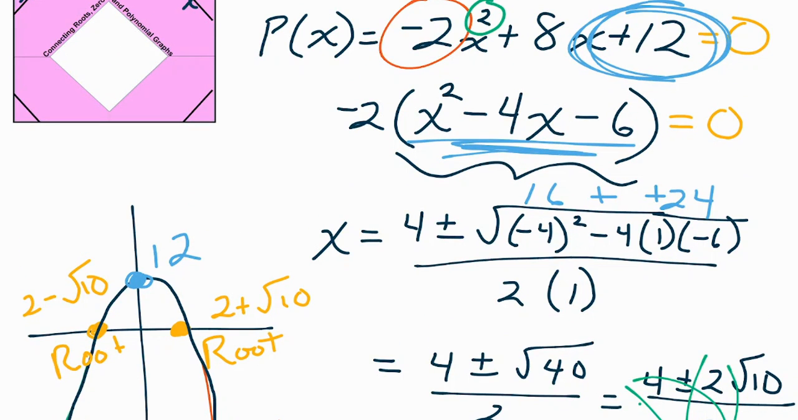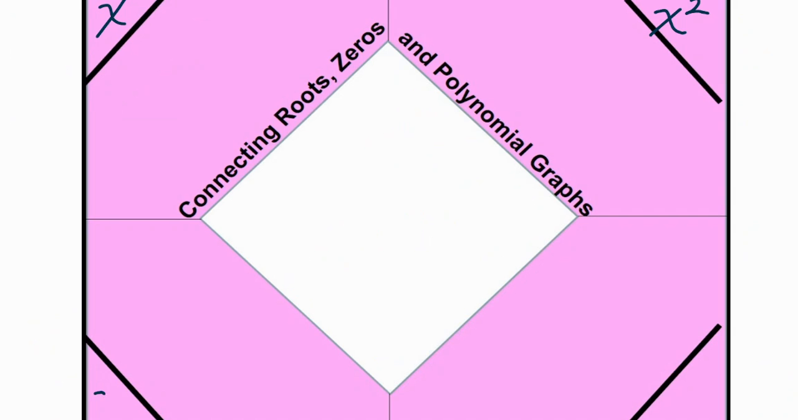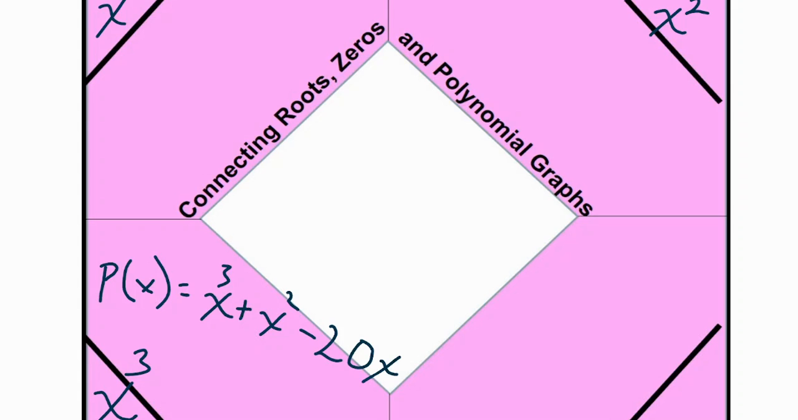Well, it looks like that when we have a polynomial of degree 1, that is x to the 1, we got 1 root. When we have a polynomial of degree 2, the one that we just did, we got 2 roots. So what's going to happen if we have a polynomial of degree 3? Do you think we'll get 3 roots? Let's see what happens. I'm going to give you a polynomial, x cubed plus x squared minus 20x.